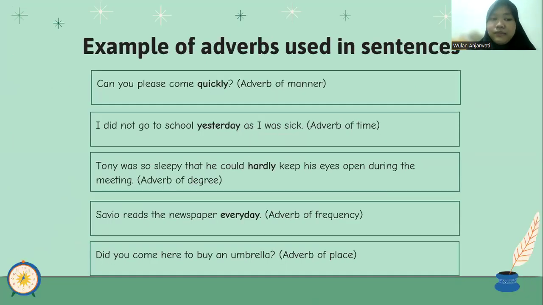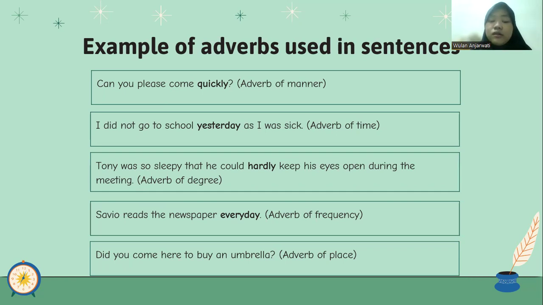And these are examples of adverbs. Can you please come quickly? The word quickly is an adverb of manner. I did not go to school yesterday as I was sick. The word yesterday is an adverb of time. Tony was so sleepy that he could hardly keep his eyes open during the meeting. And the word hardly is an adverb of degree.